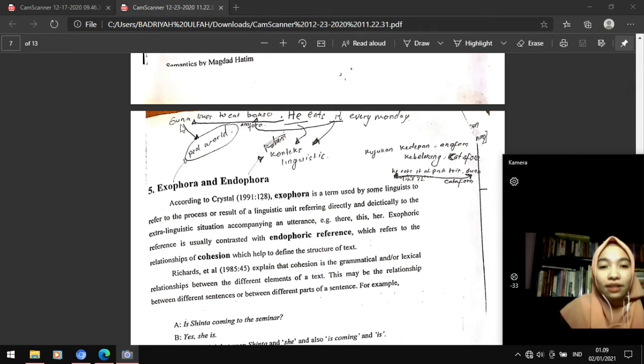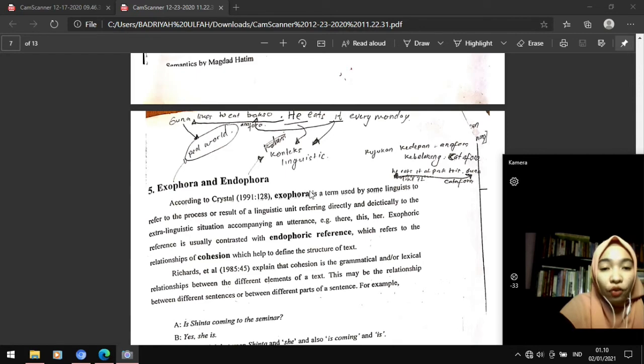So Guna is the name. Guna likes to eat bakso. He eats it every Monday. So Guna is the real person, right? The real one, the real word, the name. That's why we call it exophora. Okay, and then what is the endophora? The endophora is the word he, the word it. Because without the sentence Guna likes to eat bakso, for example, I close it, you only have he eats it every day. Who is he? What is it? Yeah, you cannot understand it. So that's the endophora. Okay, so Guna here is the exophora, and then he and it here are endophora.